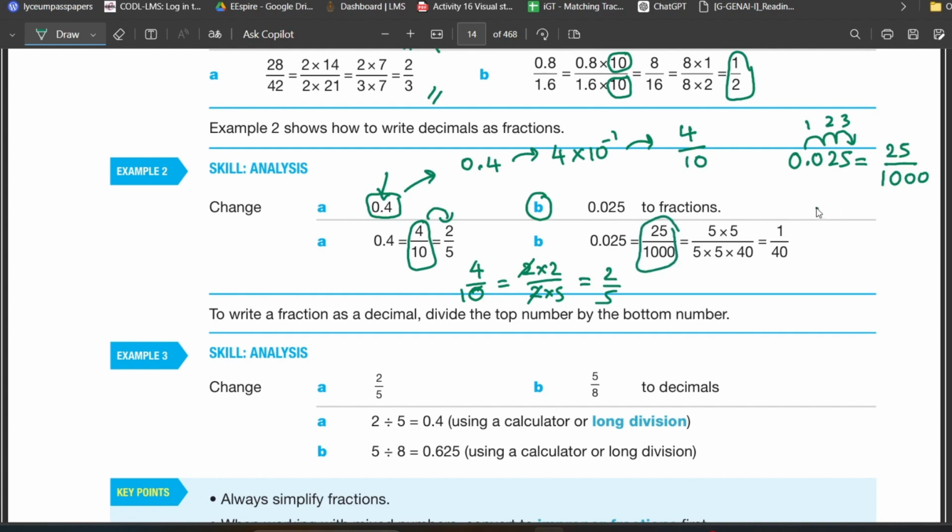Now we can simplify this. 5 times 5 is 25, and 25 times 40. These two cancel out. It's equal to 1 over 40. Okay.